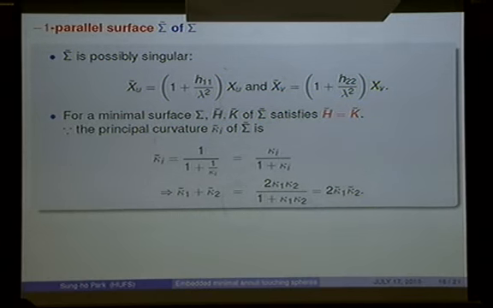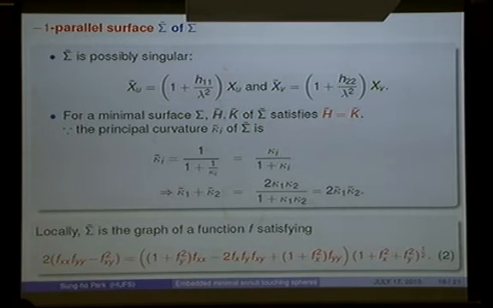And for a minimal surface sigma, the Gaussian curvature and the mean curvature are equal for the -1 parallel surface. Actually, I can compute the principal curvatures of sigma tilde, and their sum is equal to this one. And locally, I can represent sigma tilde as a graph of a function f, and f satisfies this partial differential equation. I'm going to use this later.